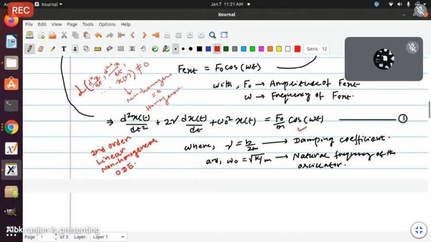For example, in the damped harmonic oscillator case, we have d square x of t over dt square plus 2 gamma dx over dt plus omega naught square x of t equal to 0. You can see the right hand side is 0, so therefore it is an example of a homogeneous equation. Let me use a different color.